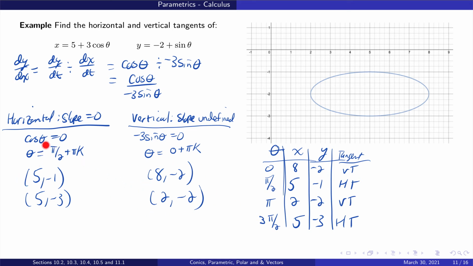Same process for the horizontal tangents. Start at pi over 2, and 3 pi over 2, plug into the equations, you get the ordered pairs 5, negative 1, and 5, negative 3. And those values make sense. At 5, negative 1, we have a horizontal tangent. At 5, negative 3, we have a horizontal tangent. At 8, negative 2, we have a vertical tangent. And at 2, negative 2, we have a vertical tangent.